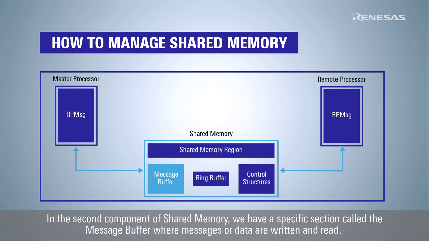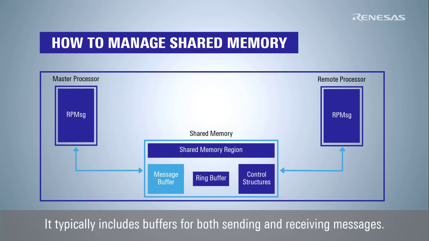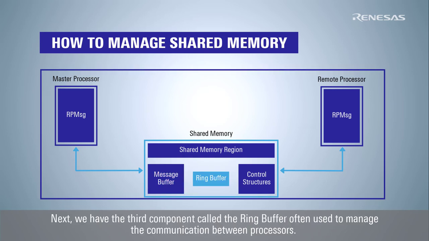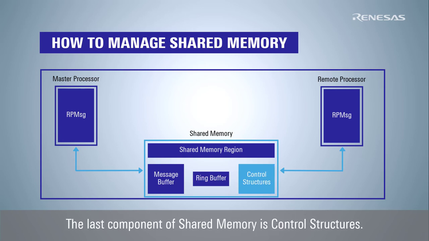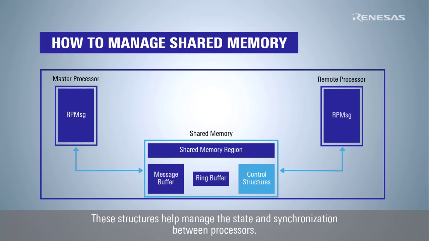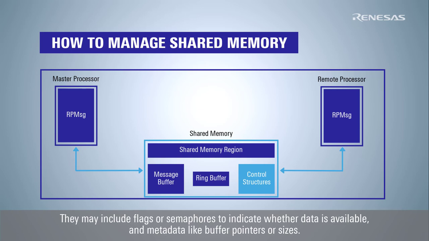In the second component of shared memory, we have a specific section called the message buffer where messages or data are written and read. It typically includes buffers for both sending and receiving messages. Next, we have the third component called the ring buffer, often used to manage the communication between processors. It consists of a circular buffer where the producer writes data and the consumer reads data. The last component of shared memory is control structures. These structures help manage the state and synchronization between processors. They may include flags or semaphores to indicate whether data is available, and metadata like buffer pointers or sizes.